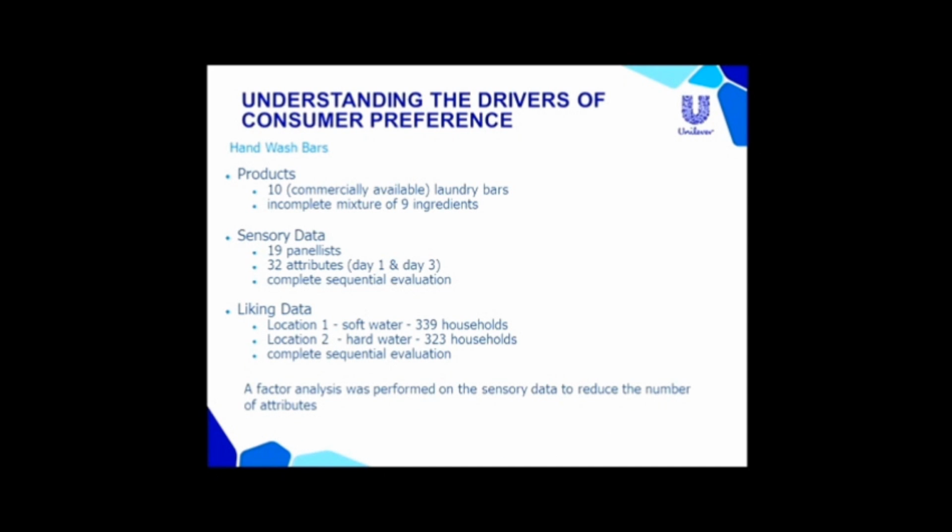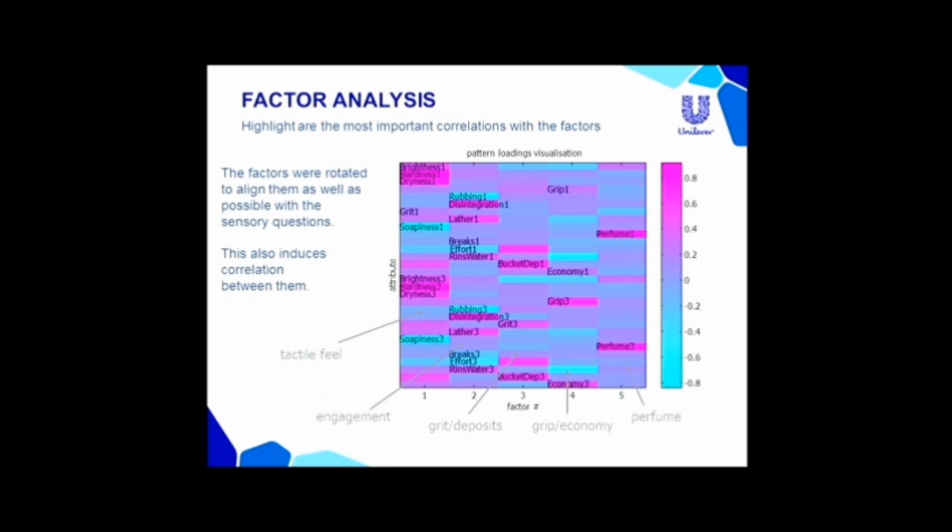To do that, the first thing we did was to reduce the number of variables, because we had 32 attributes. So we did a factor analysis. This is a representation of the factor analysis. We've got 5 factors, and these are the highest correlated variables with those factors from the questions that we asked, like soapiness, dryness, hardness.